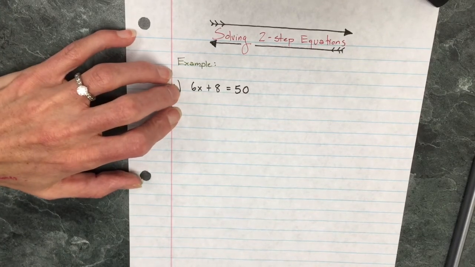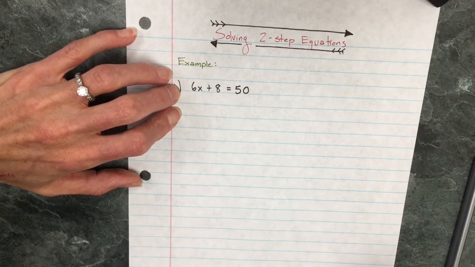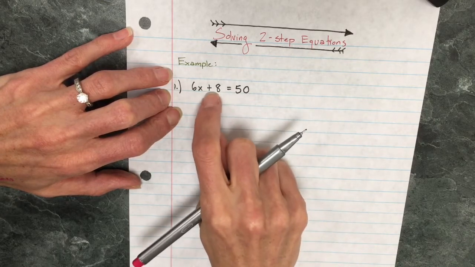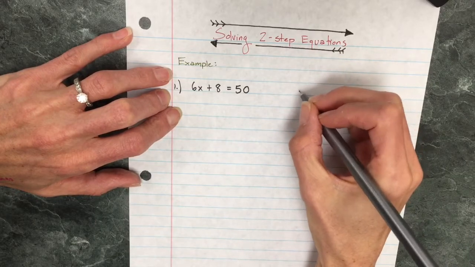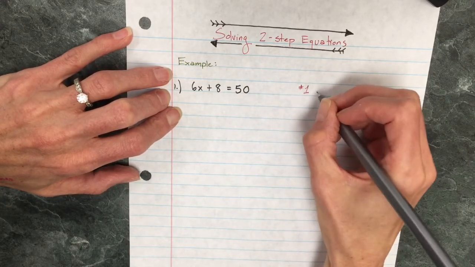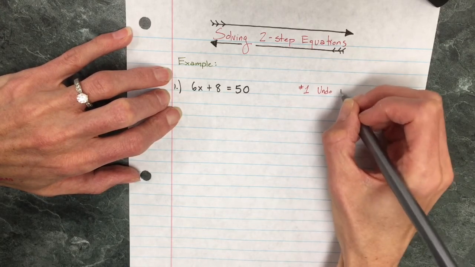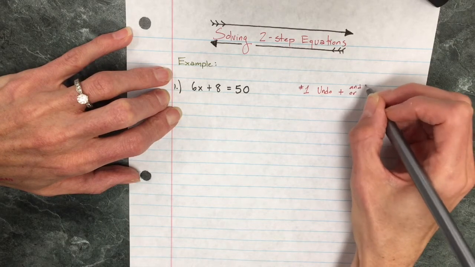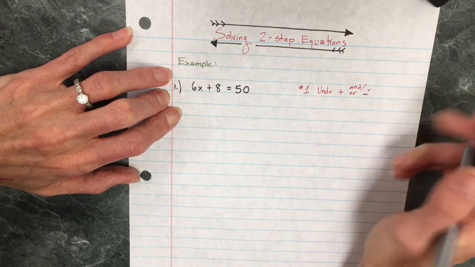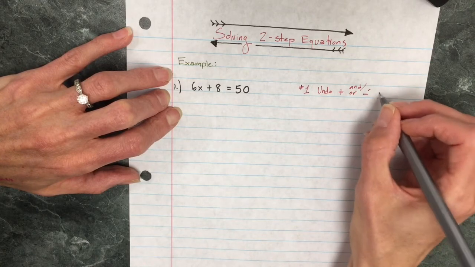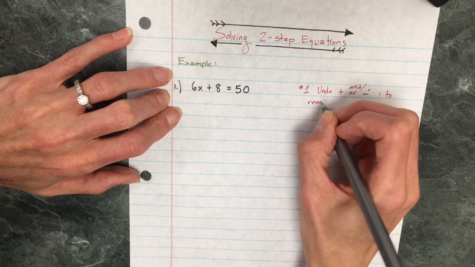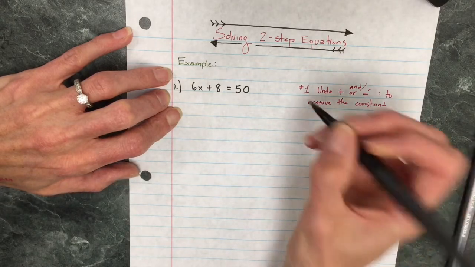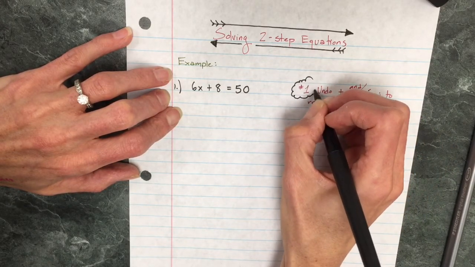So the first step in doing this is kind of opposite of order of operations. We're actually going to start by undoing the addition and subtraction to remove our constant first. So let's just write that over here. Number 1, undo addition and or subtraction to remove the constant. Okay, so that is the first thing we need to do.